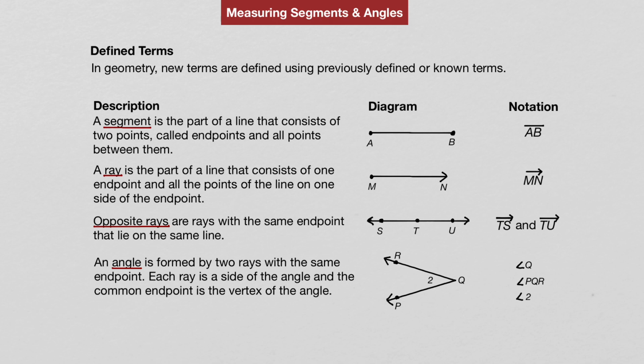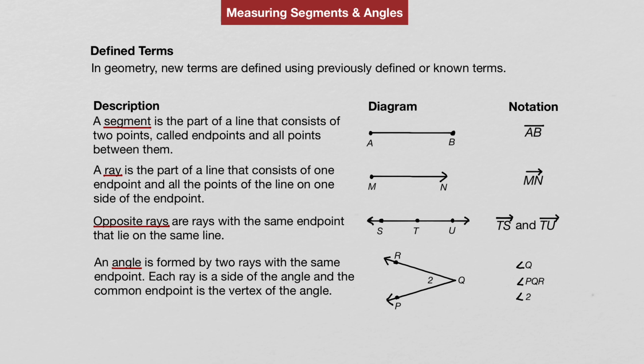So in geometry, new terms are defined using previously defined or known terms. So we've already defined a point, line, and a plane, and now we're going to use that to define 4 new terms. Okay, so the first one is called a segment, and a segment looks like this. Okay, it's got 2 endpoints and an infinite number of points in between them. Okay, and then the notation would be as follows. It would be AB with a line above it with no arrows on top of it.